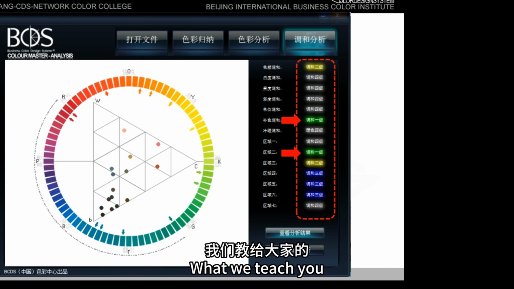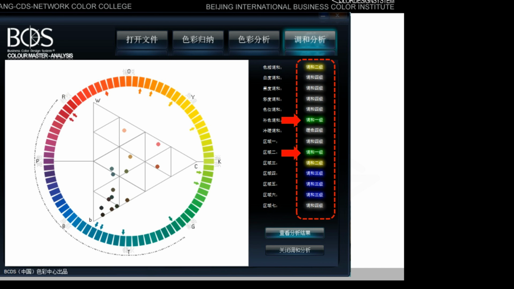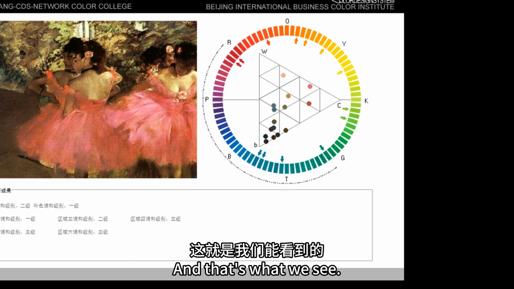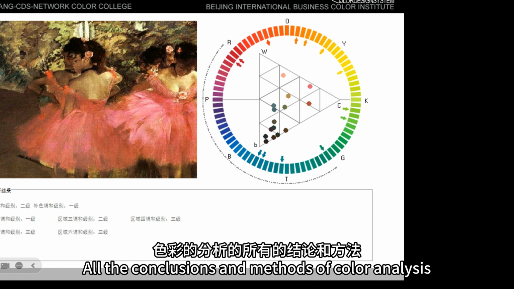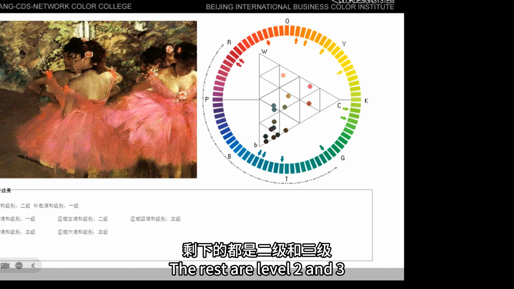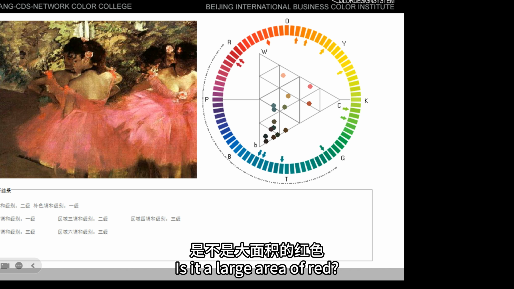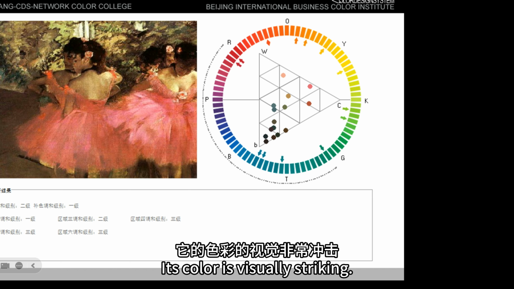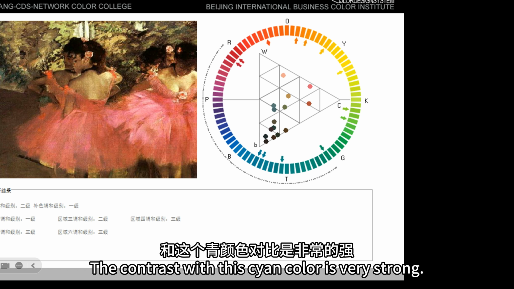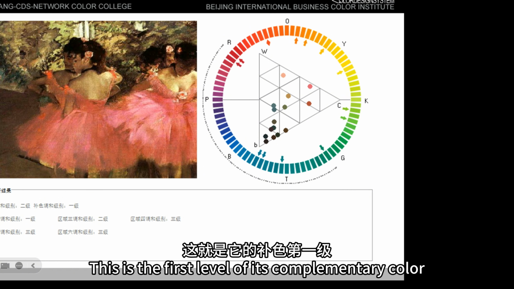What we teach you is how to do color quantitative analysis. And that's what we see: all the conclusions and methods of color analysis. This is first class. The rest are level 2 and 3. Let's go back to this picture. Is it a large area of red? Its color is visually striking. The contrast with this cyan color is very strong. This is the first level of its complementary color.